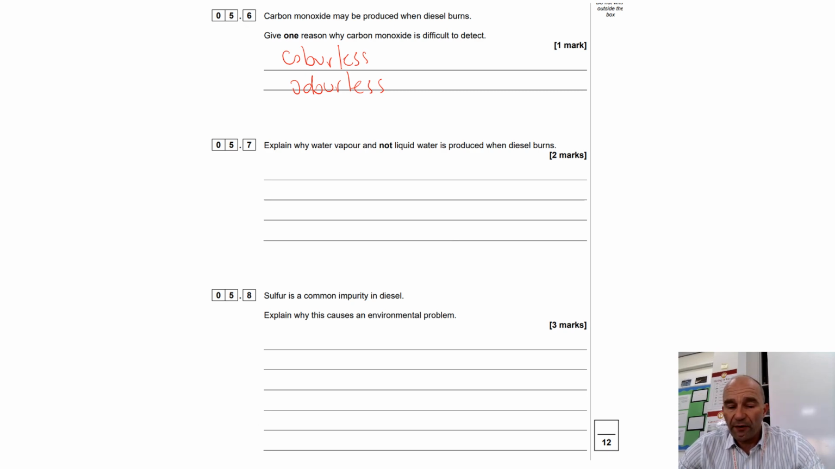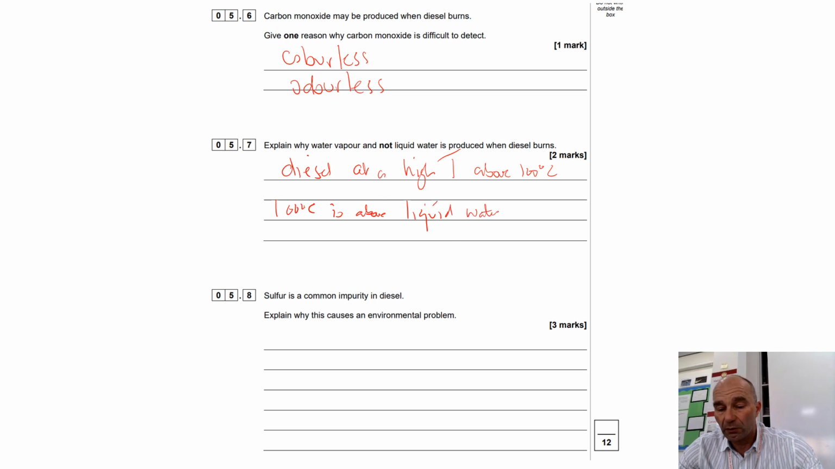And then on question 5.7, explain why water vapour and not liquid water is produced when diesel burns. Well, diesel burns at a high temperature. High temperature, way above 100 degrees centigrade. And if you remember, that's above liquid water's boiling point. And there's the second mark.